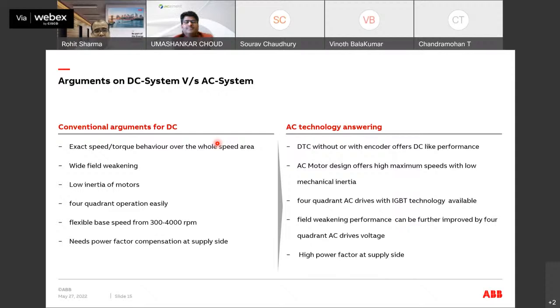DC drives have 4-quadrant operation. By using active front-end drives, a 4-quadrant system can be achieved, and speed can be supported by the drives by extending their field weakening area. And apart from that, AC drives take care of a major point, the power factor, which gives the maximum power at the motor side.